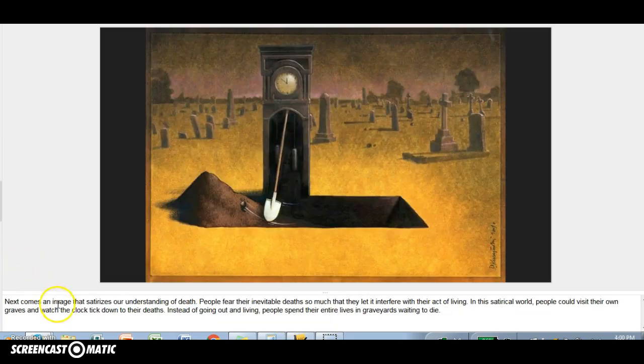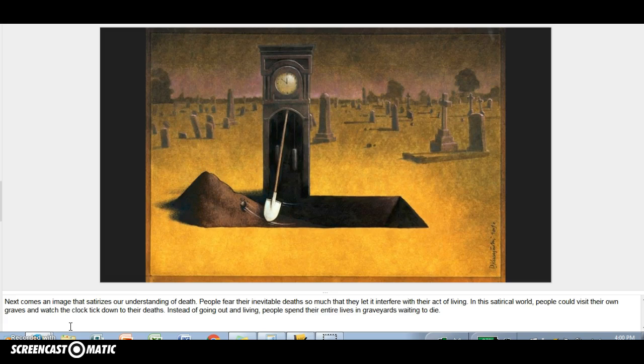So let's look at one final example. This example is actually criticizing something very different, and it's criticizing and ridiculing our understanding of death. So not all people, but some people fear the inevitability of their death so much that they let it interfere with their active living.